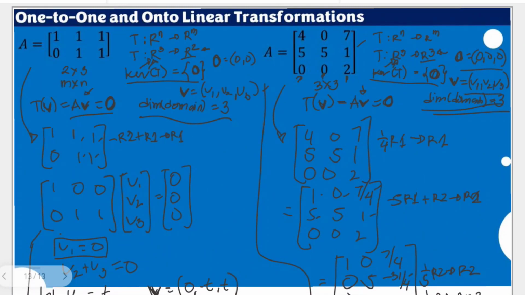This will be the last video for onto and one-to-one linear transformations, including the concept of isomorphism.